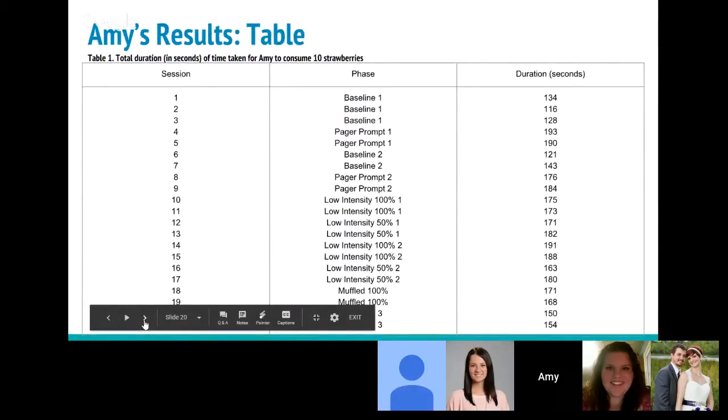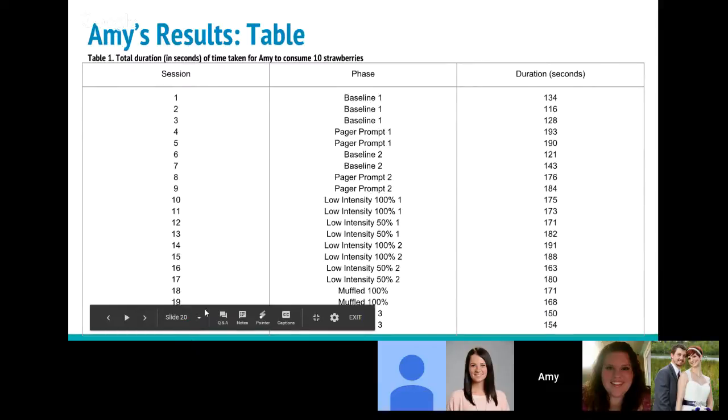But I don't know what I'm supposed to do here. I would just say that you can just say here's the data table with the exact seconds for each session or each phase. Yeah, for each session. You probably don't need to read through all of it. Okay, sorry, y'all. That's okay.